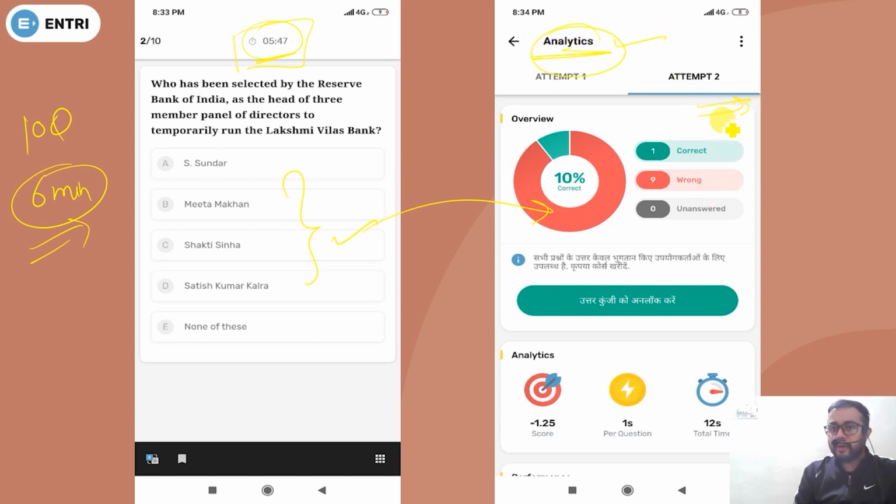This one is very important. Please practice mock tests daily, but do analyze them also. Because if you're not analyzing, you're wasting your time.